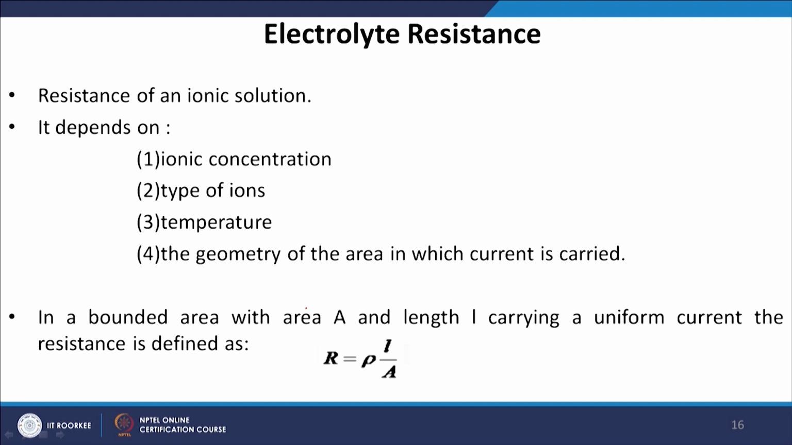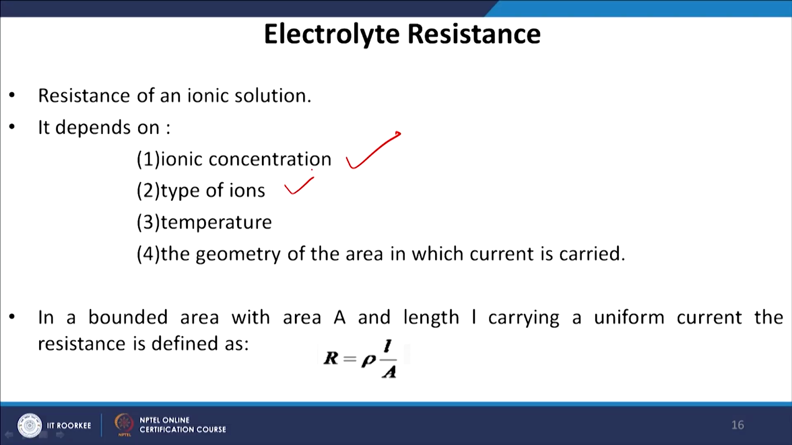Okay, so, what is electrolyte resistance? It is the resistance of an ionic solution. For example, when we talked about the dye sensitized solar cell, we saw that we used iodide triiodide as a liquid electrolyte, right. This iodide triiodide liquid electrolyte stays in an ionic form. So, the resistance provided by these ions is the ionic resistance. It depends upon the ion concentration, it depends on what types of ions are there, whether it is a cation or an anion. It depends upon the temperature of the system, and it depends upon the geometry of the area in which current is carried.